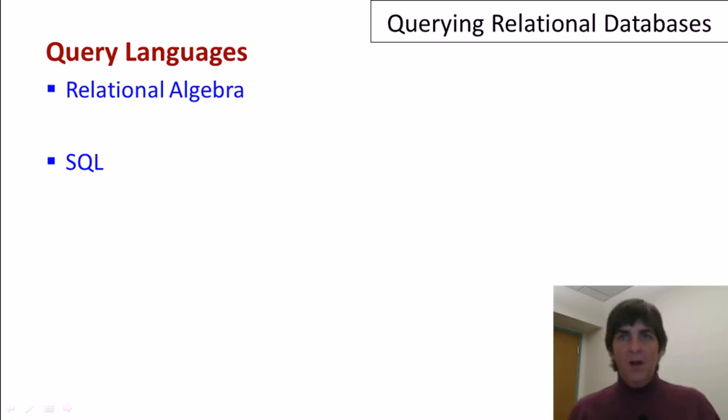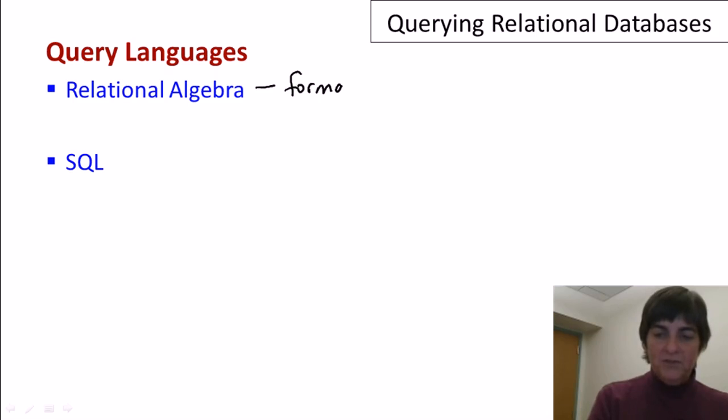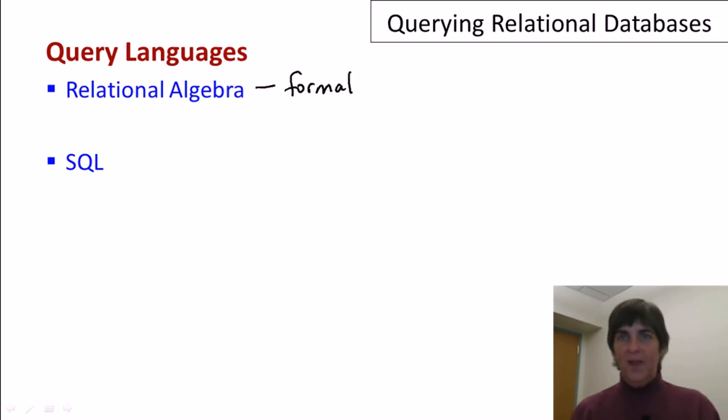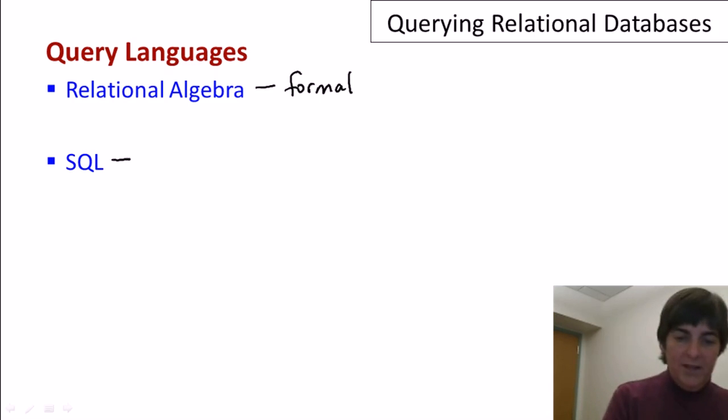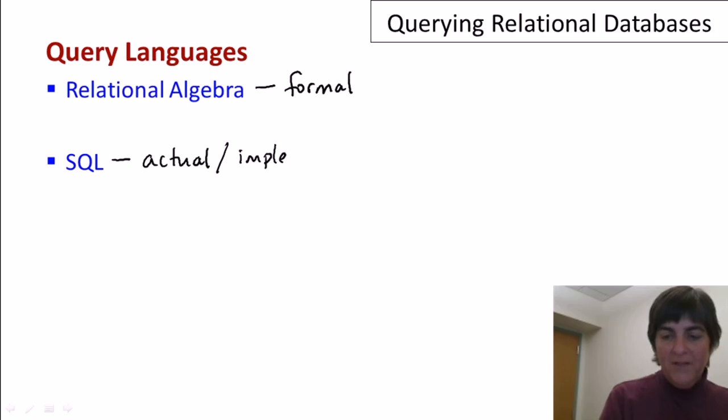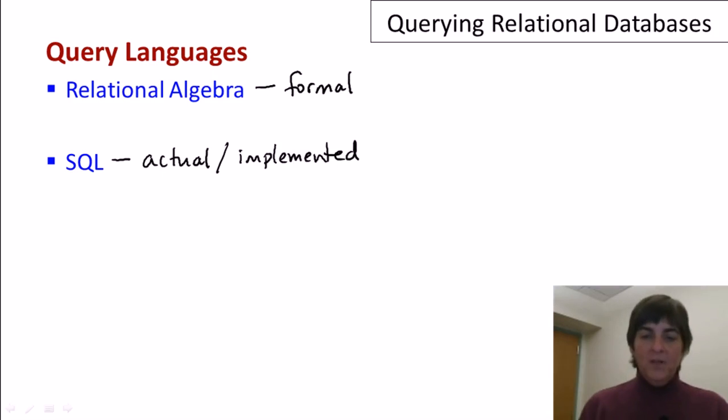Now let me talk briefly about two query languages. We'll be learning these languages in detail later, but I'm just going to give the basic flavor of the languages here. Relational algebra is a formal language. Well, it's an algebra, as you can tell by its name. So it's very theoretically well-grounded. SQL, by contrast, is what I'll call an actual language or an implemented language. That's the one you're going to run on an actual deployed database application. But the SQL language does have as its foundation relational algebra. That's how the semantics of the SQL language are defined.